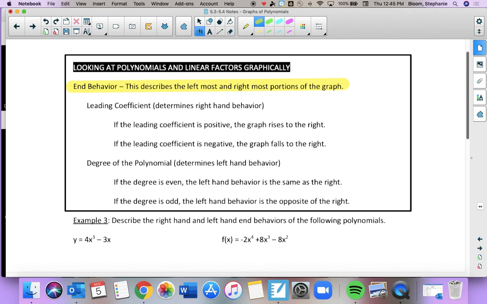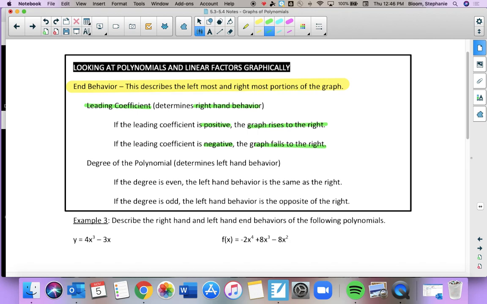The end behavior is going to tell us what's happening on the leftmost side of the graph and the rightmost side of the graph, okay? And so here's what you're going to look at. You're going to look at 2 things to figure out left and right side. To figure out the right side, the leading coefficient is going to be right-hand side. My leading coefficient is going to tell me what the right side of my graph is going to do. If my leading coefficient is positive, my graph is going to rise. If my coefficient is negative, my graph is going to fall.